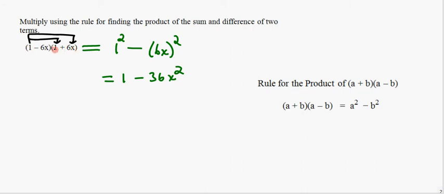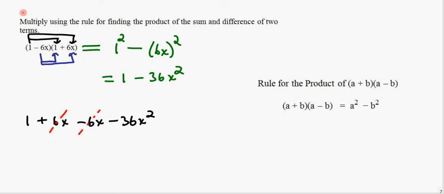And that's easy. 1 times 1 is 1. 1 times 6x, both being positive, is positive 6x. And then the next thing we do is take this negative 6x and multiply that through 1 plus 6x. So negative 6 times a positive 1 is a negative 6x. Negative 6x times a positive 6x is negative 36x squared. And we can see that those middle terms cancel out.